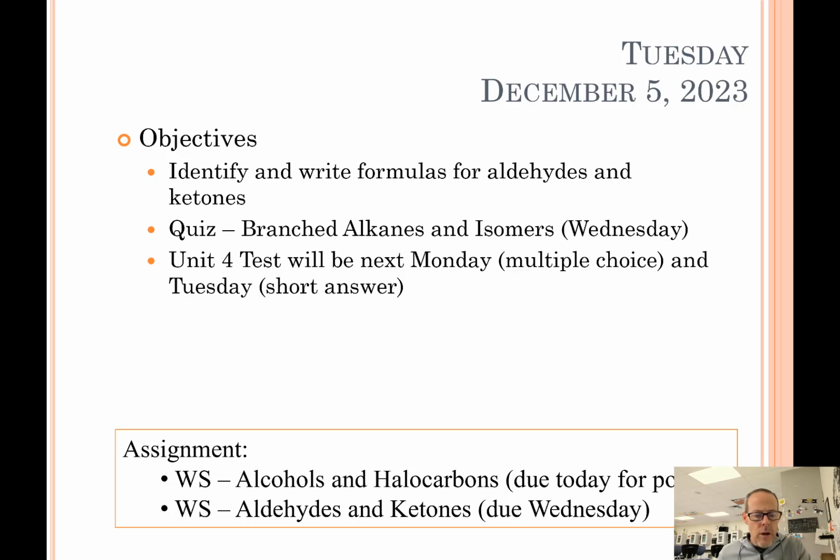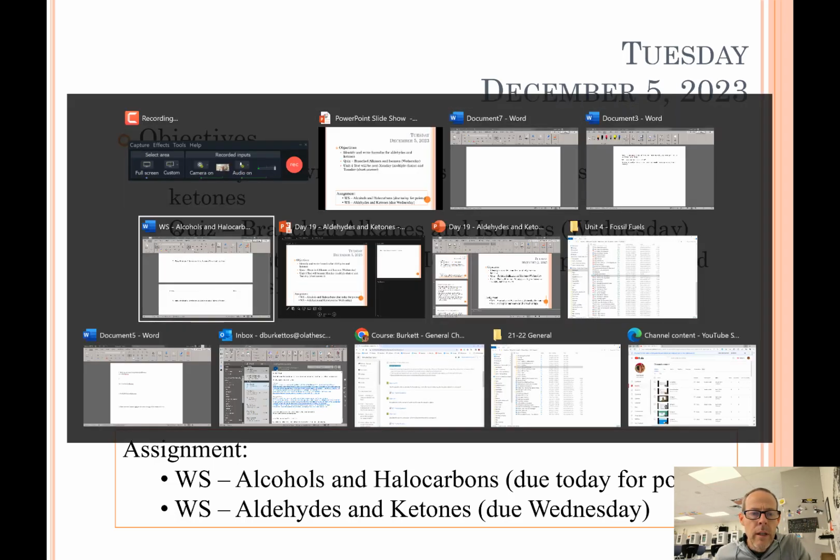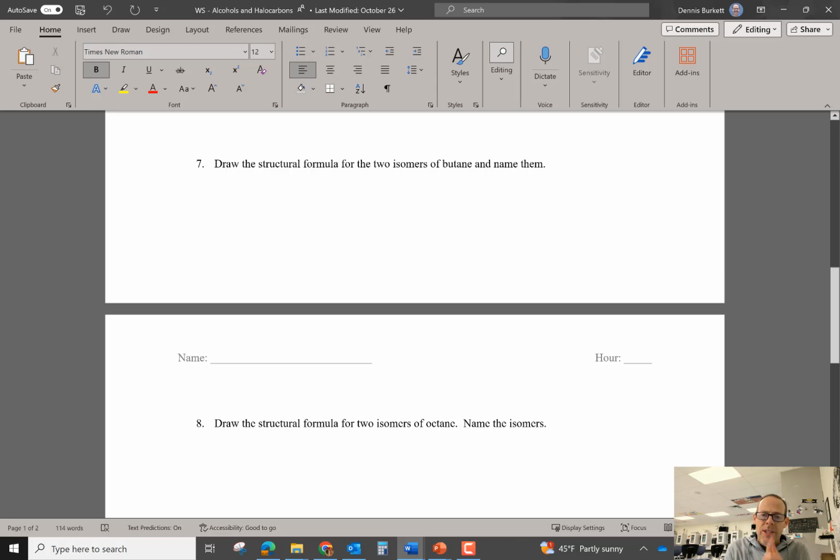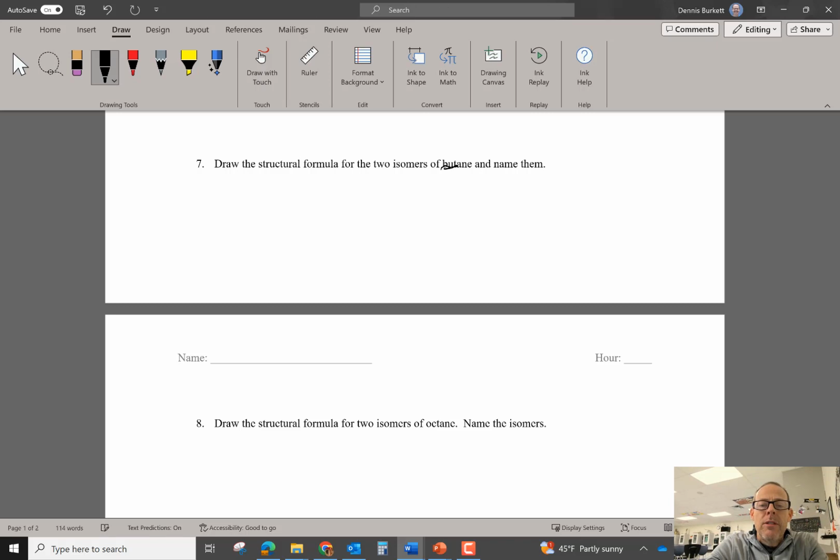All right. So let's look at last night's homework real quickly. I'm just going to start with number 7. It says, draw the structural formula for the 2 isomers of butane and name them. You're going to have a question like that on the quiz tomorrow. So butane. But means 4. If I were to write this formula out, C4H10, this is nothing that you need to do yet because I want structural formulas. The first thing I would do on a question like this is just write 4 in a row. 1, 2, 3, 4.